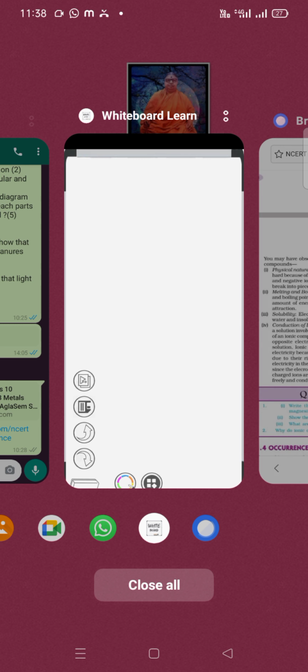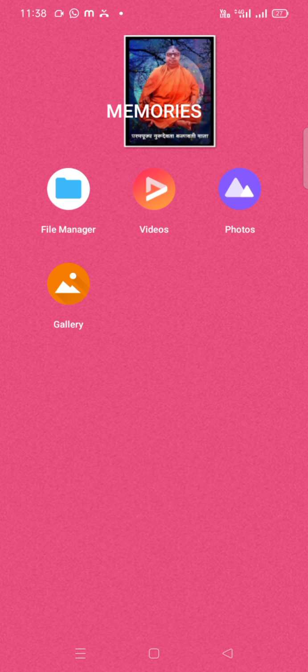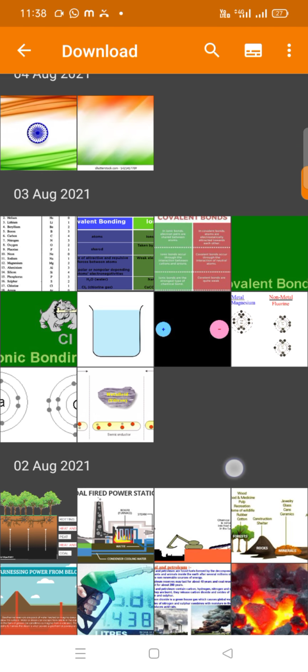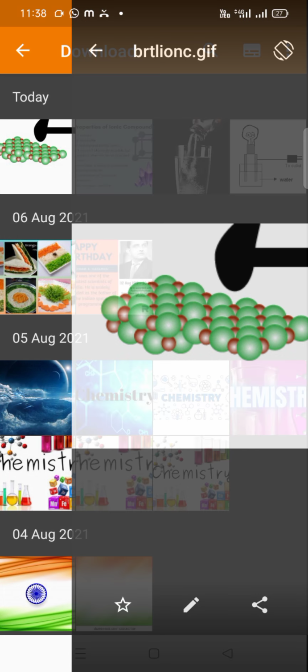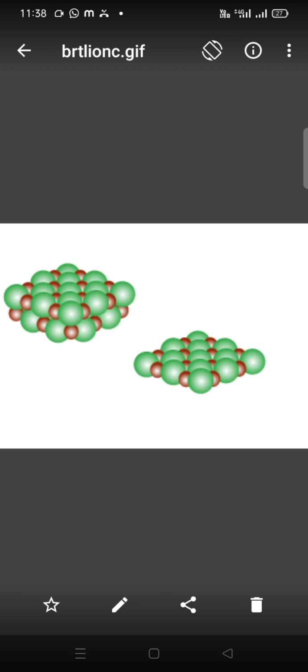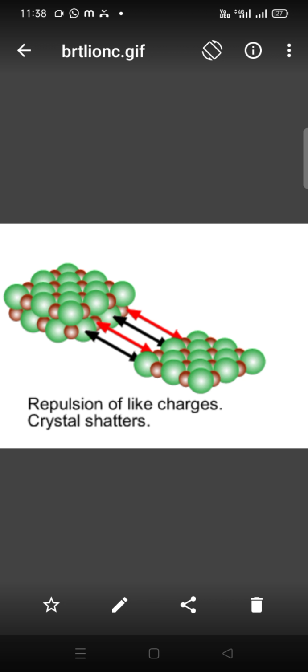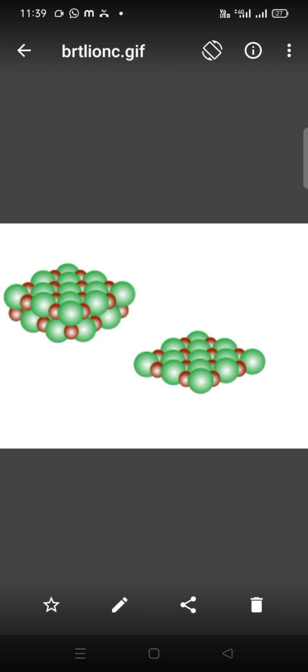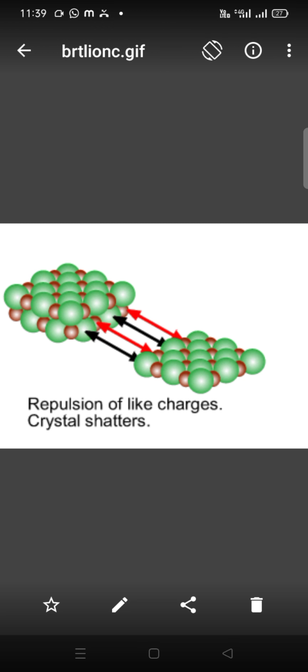I'll just show you some pictures and then I'll leave you, children. This is the strong bond formation, like NaCl, the red ones. Look at this. When you bang on it, the tiny structures get separated. The bonds won't get separated, but the crystals are very brittle and can be converted into powder very easily.